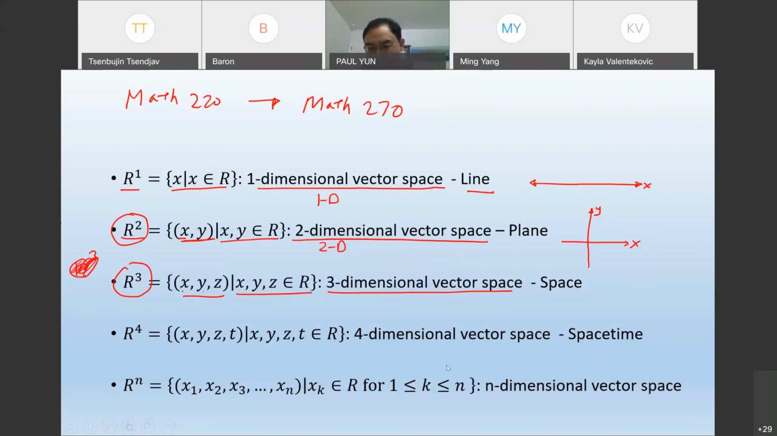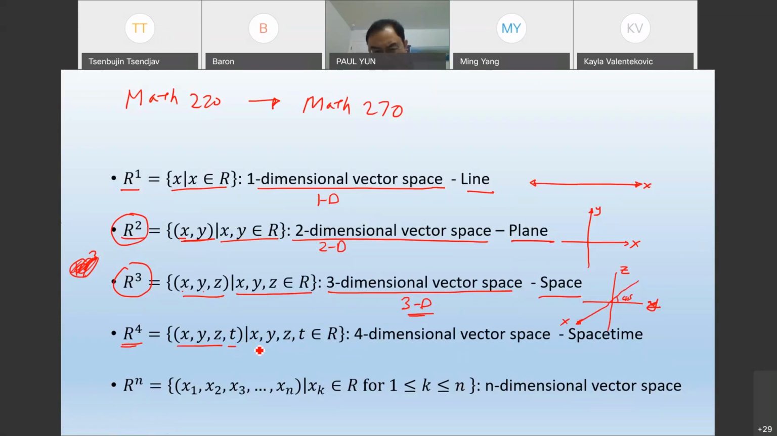That's called space here. So, x, and I'm sorry, y and z. My suggestion: put y and z at a 45-degree cut. It looks like a 3D, right? That's called 3-dimensional space, a 3-dimensional vector space. Then what does R4 mean? R4 is space, location, and time. This is one example.